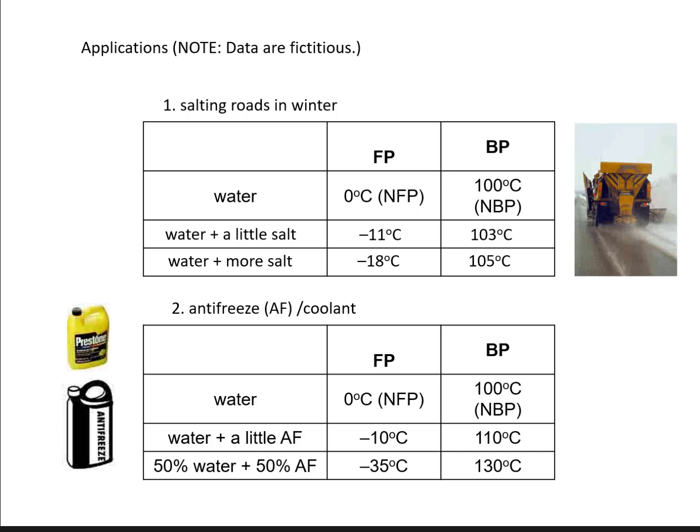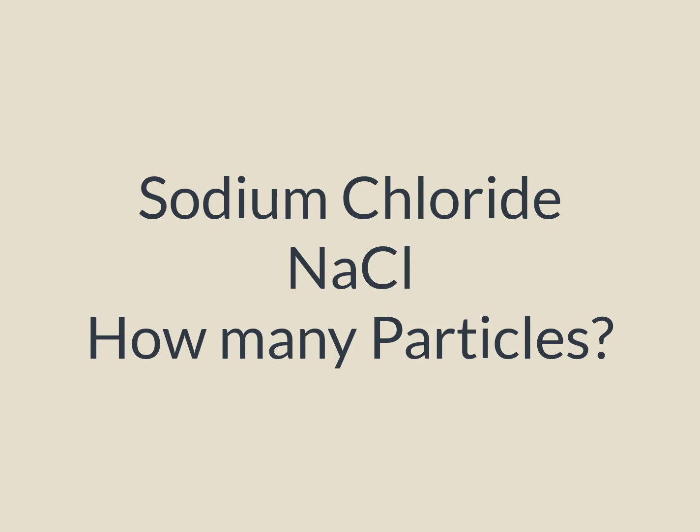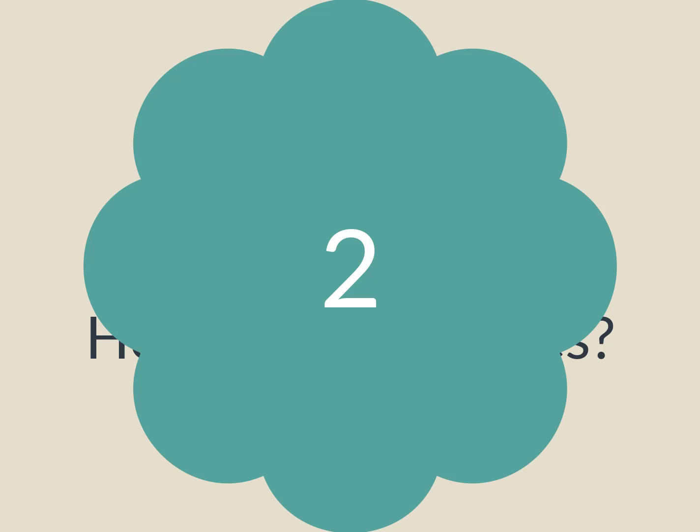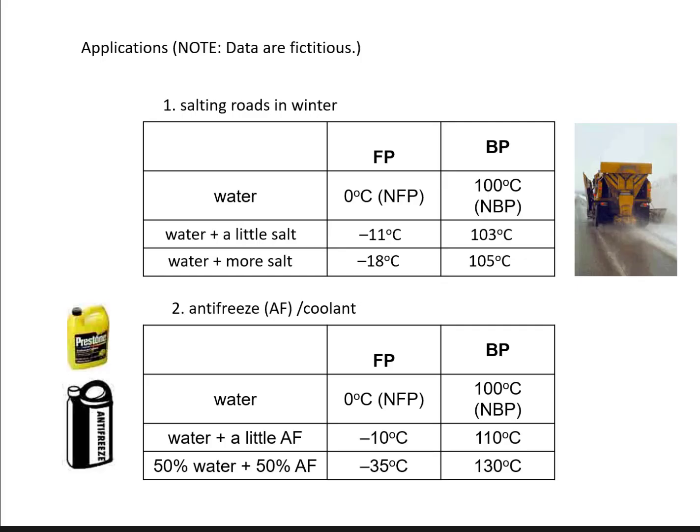Now let's go back to this salt business on the roads, okay? So if we take sodium chloride, NaCl, classic salt that you think of as table salt, how many particles does sodium chloride dissociate into? NaCl. That's right. It dissociates into 2 particles. So 1 formula unit of sodium chloride would effectively dissociate into 2 ions, a sodium and a chloride ion, and that would make 2 particles.